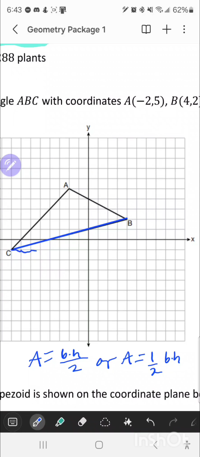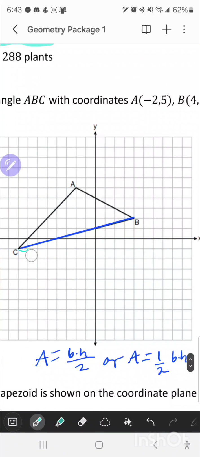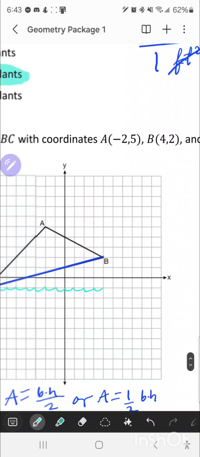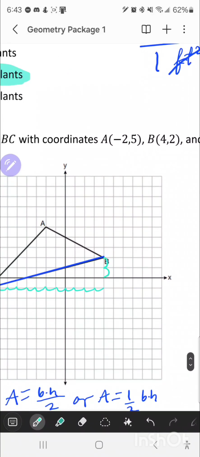So 1, 2, 3, 4. Okay, I'm going to use another color. Let me just check something. Okay, 1, 2, 3, 4, 5, 6, 7, 8, 9, 10, 11, and 12. Okay, 12. Let me check something. Okay, perfect. And 1, 2, 3. Okay, this is 12. This is 3.